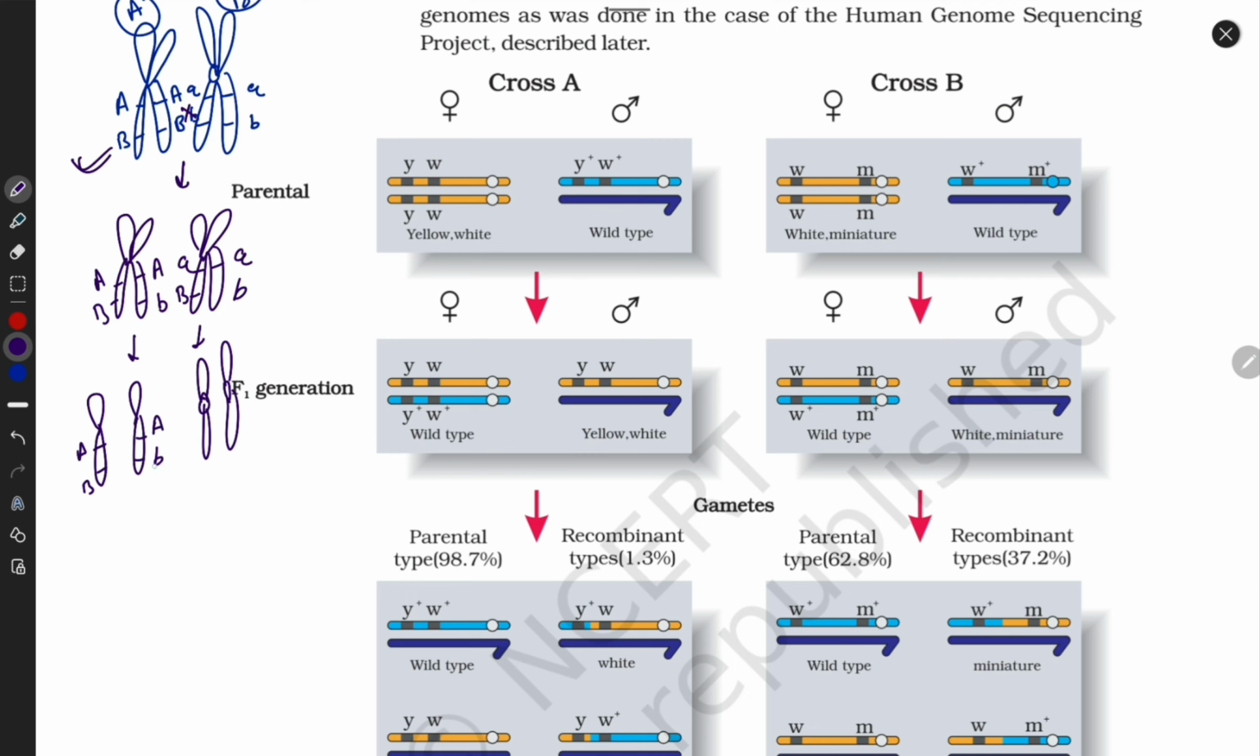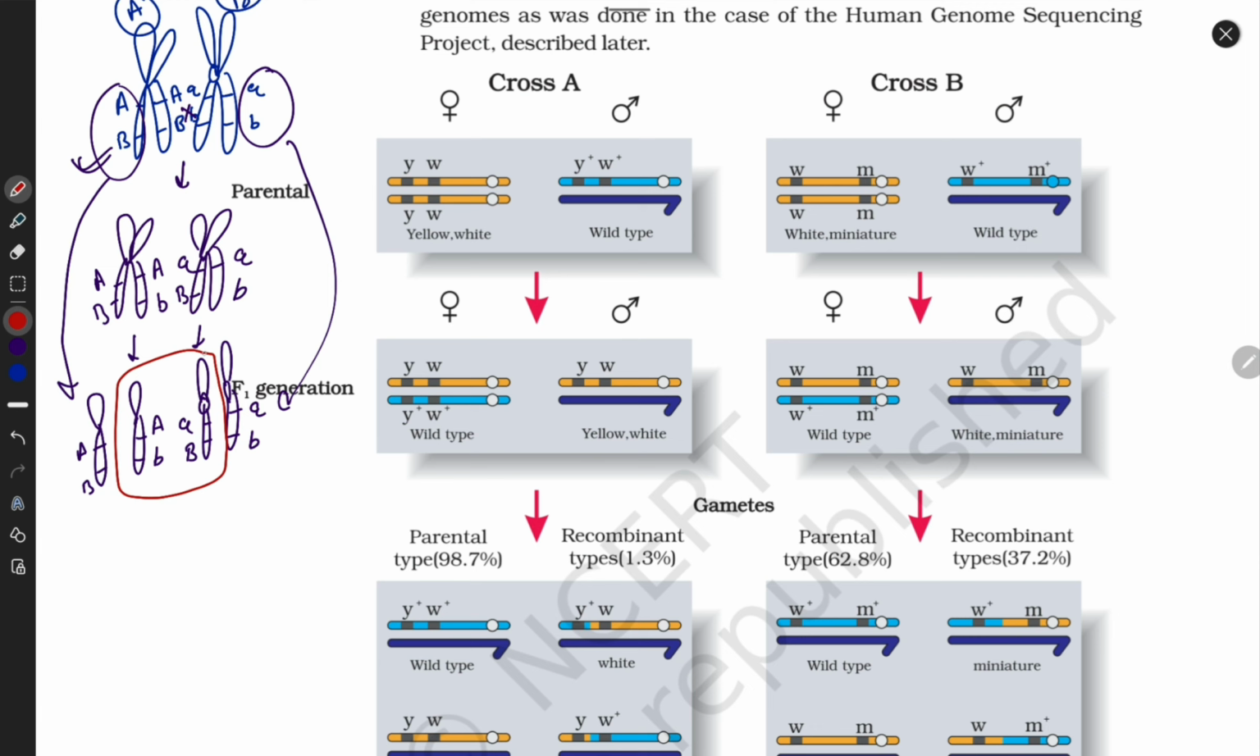Look here, guys, this is not same to same as their parents, this is also not same to same as their parents, but these are same to same as their parents. Look here, they are same to same, but these two are not same to same, they are recombinant.